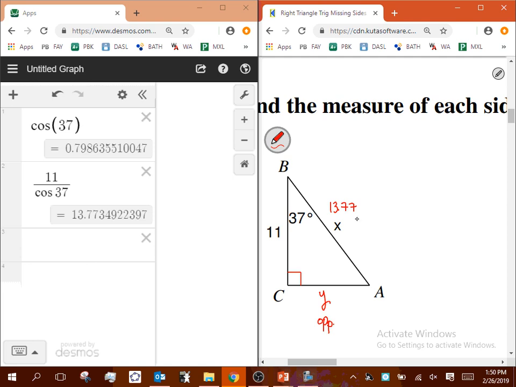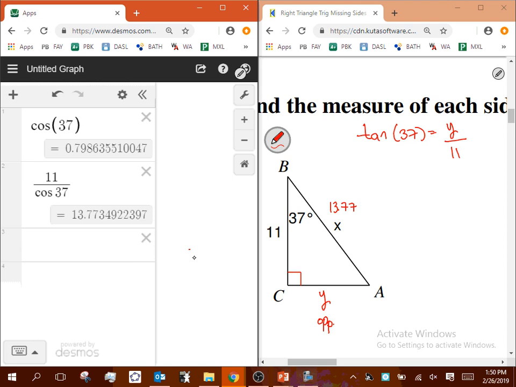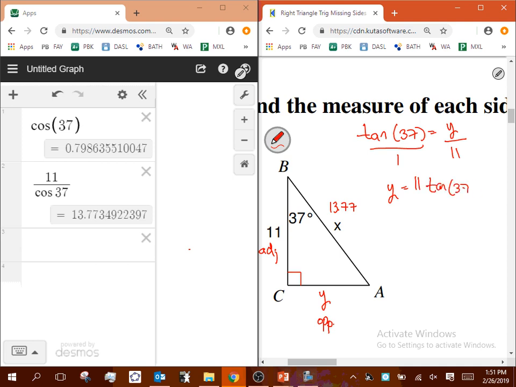Now, I want to find y. I want to go tangent of 37 is equal to opposite, so y over adjacent. Opposite over adjacent, right? That's what 11 is. I erased it, but the 11 was the adjacent side. Again, same strategy. It's a proportion. You're always going to see these. I cross multiply. I get 1y is equal to 11 tangent of 37, correct?